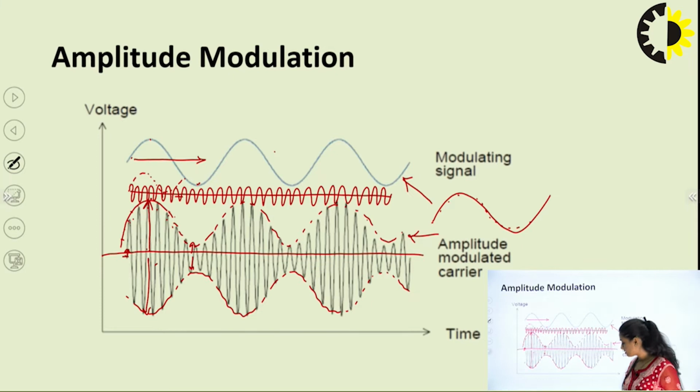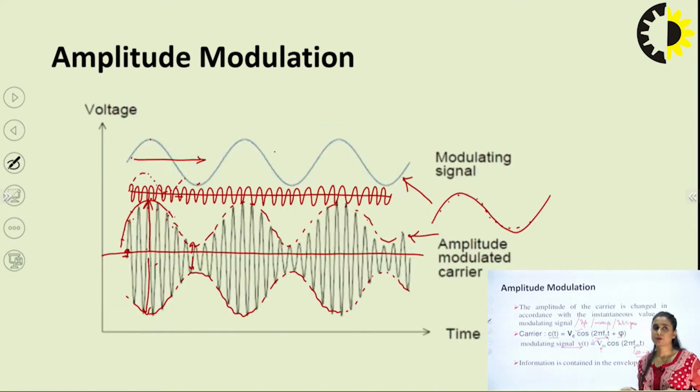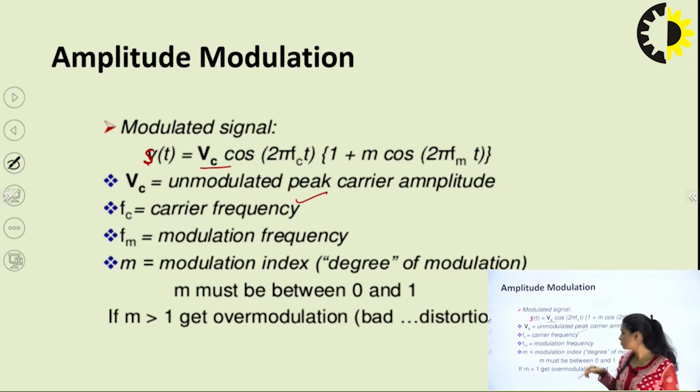So we have the equation for these two signals, right? This and this. We apply trigonometric functions, and the output that we get is the resultant for my modulated wave. And this is my modulated wave. Here my VC is the unmodulated peak carrier amplitude, true. It is the amplitude of the carrier. When it was unmodulated, it was VC. Here also it is VC. FC is the carrier frequency, true. FM is the modulation frequency or modulating frequency or message frequency or information frequency, true.